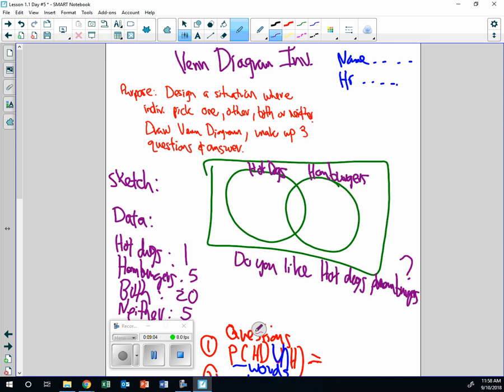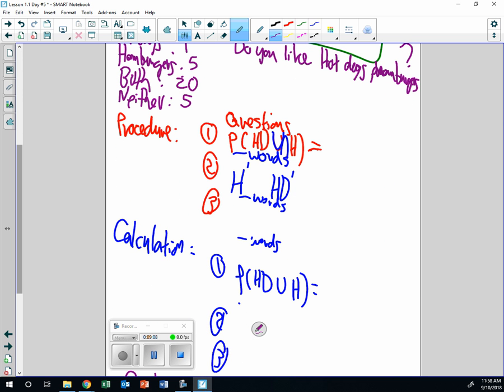So you have your purpose, you have your sketch, you have your data, you have your 3 questions, you have your calculations, and you have your conclusion. Shouldn't be too bad. That is the first math investigation using Venn diagrams.